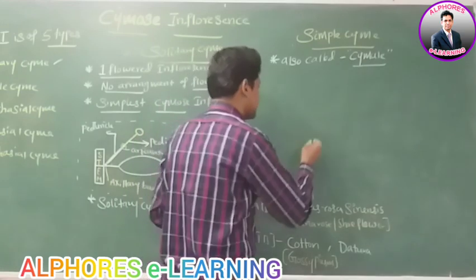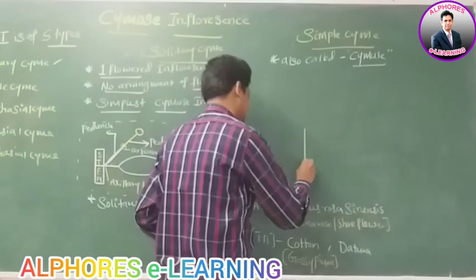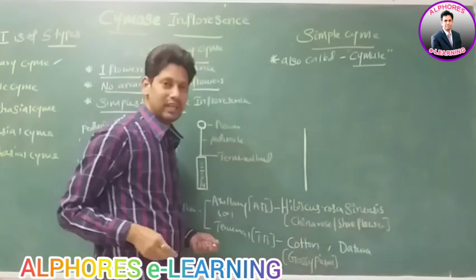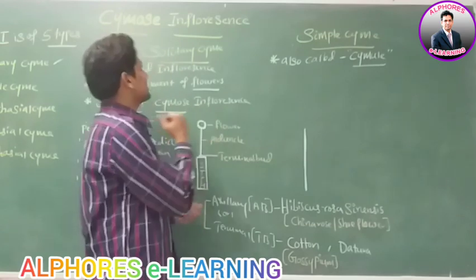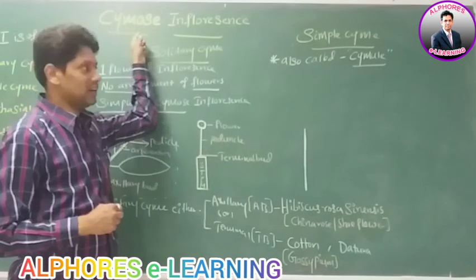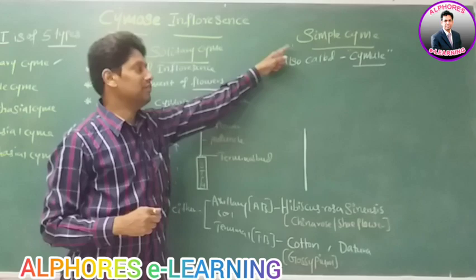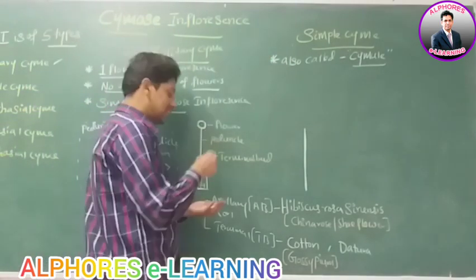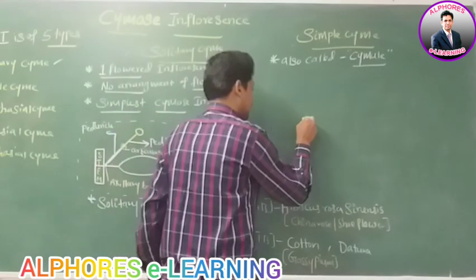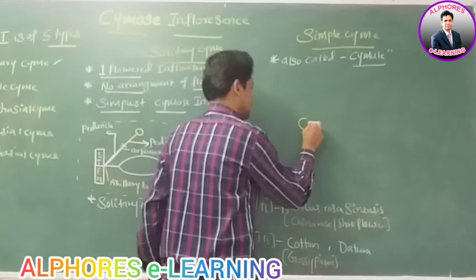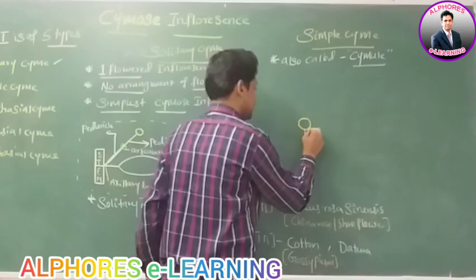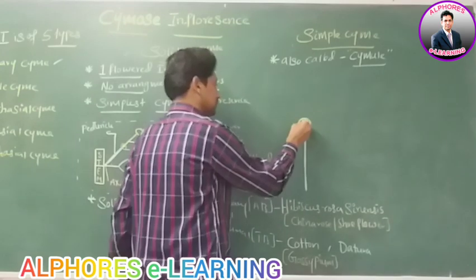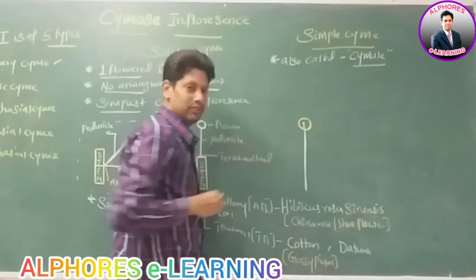In the diagram, first we have to draw the peduncle. This is the peduncle. We are discussing cymose inflorescence, specifically simple cyme, which is a type of cymose inflorescence. In cymose inflorescence, the tip of the peduncle should terminate with a flower. Yes or no? It has terminated with a flower. This is the first formed flower.